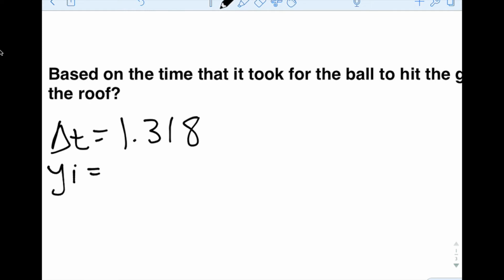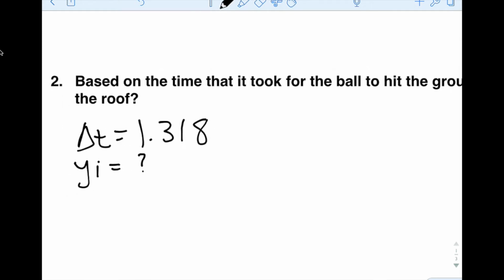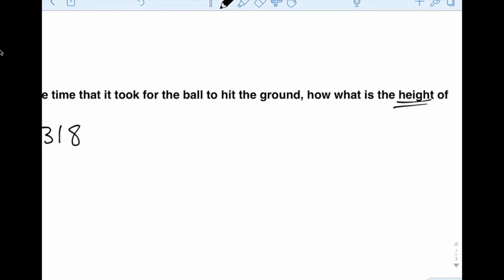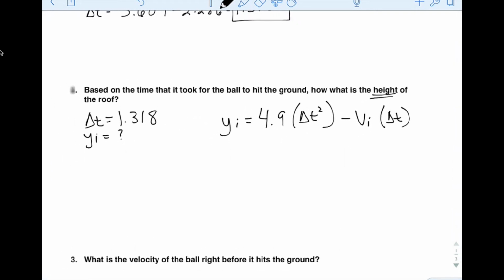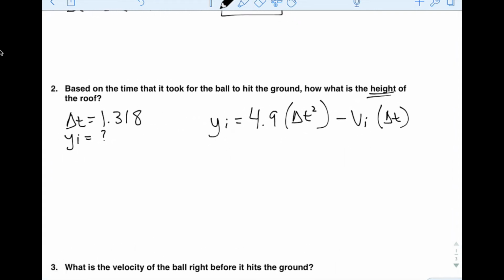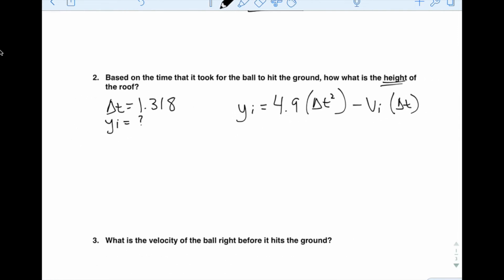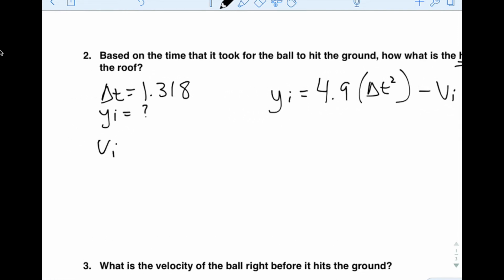Like I'm looking for yi. So yi is going to be my question mark. So let's go ahead and use the yi equation. So yi equals 4.9 times delta t squared minus vi times delta t. All right, cool. Well, I know yi is my question mark. I know delta t, so vi is the only thing I need to list over here still.